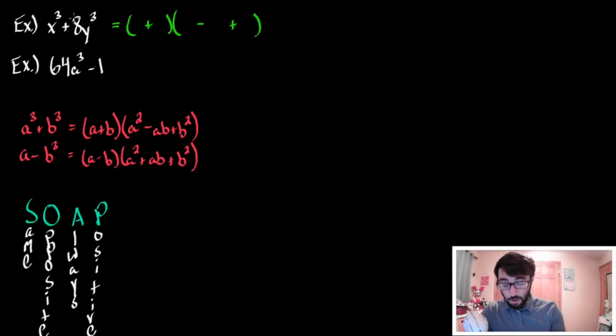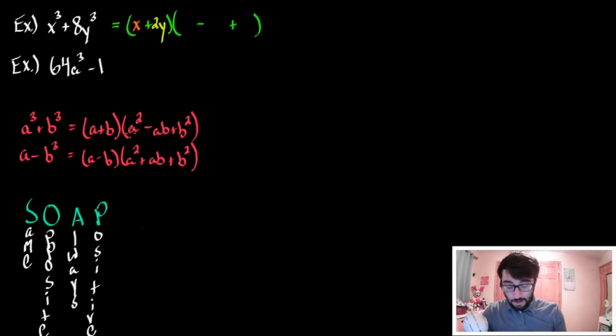So I'm going to take the cube root of x cubed, and that gets me x. So that will be my first term. And I'm going to take the cube root of 8y cubed, and that will be 2y. The cube root of 8 is 2. The cube root of y cubed is y. Now, to get the rest, we're actually going to be using these two.